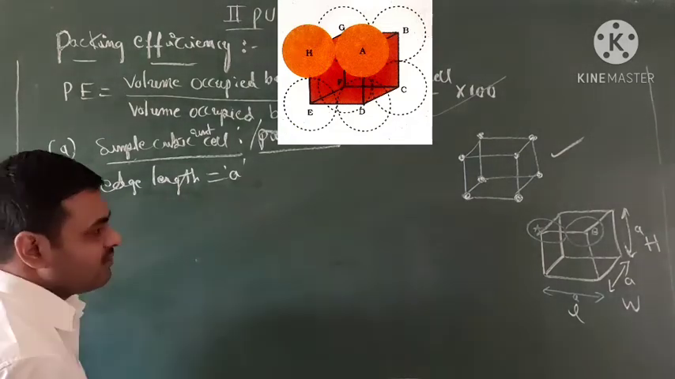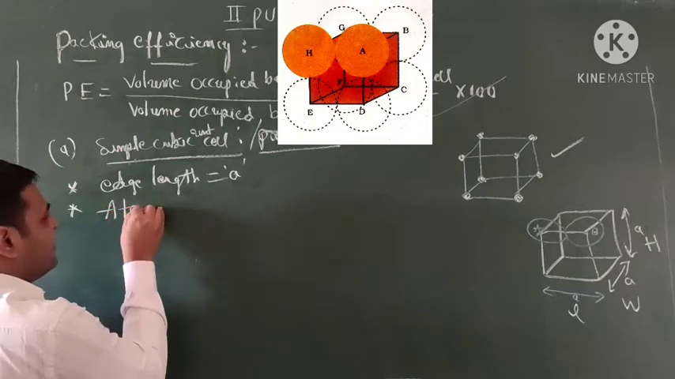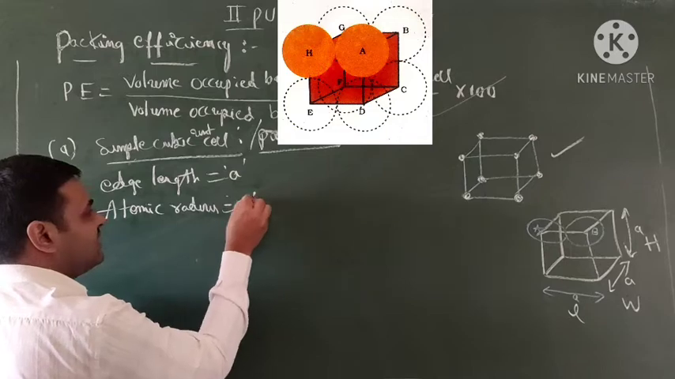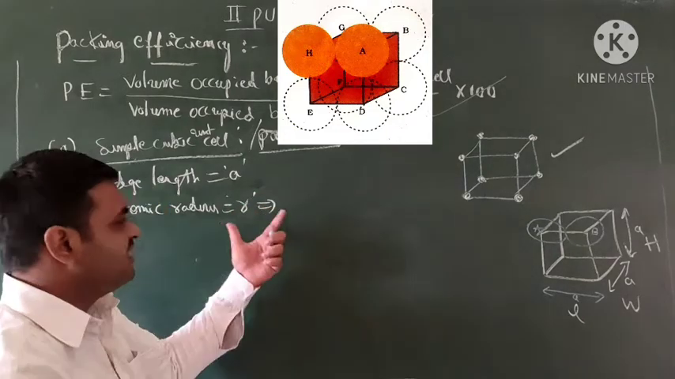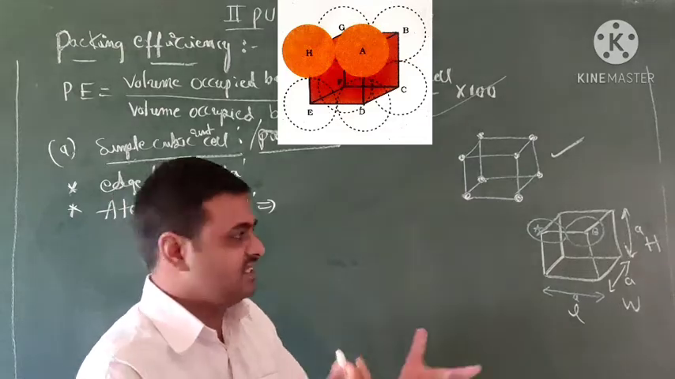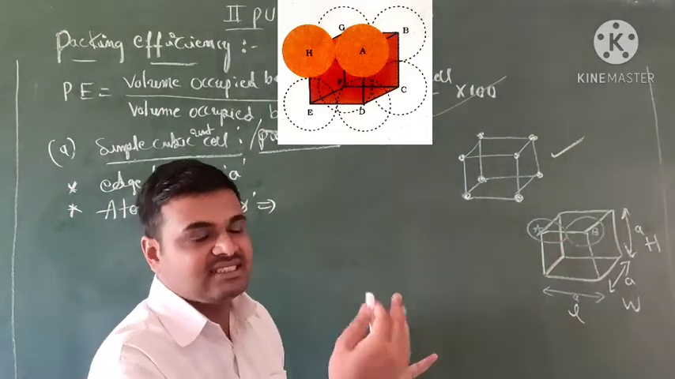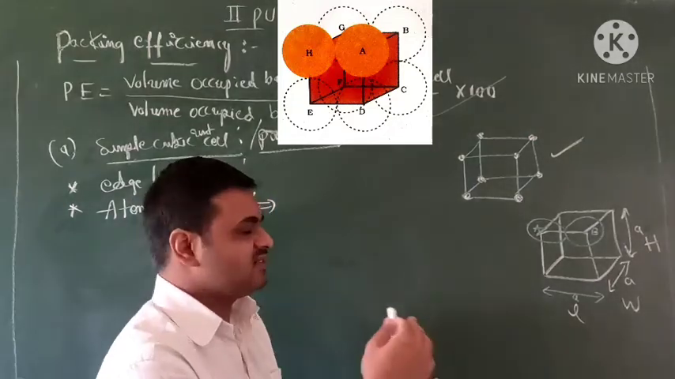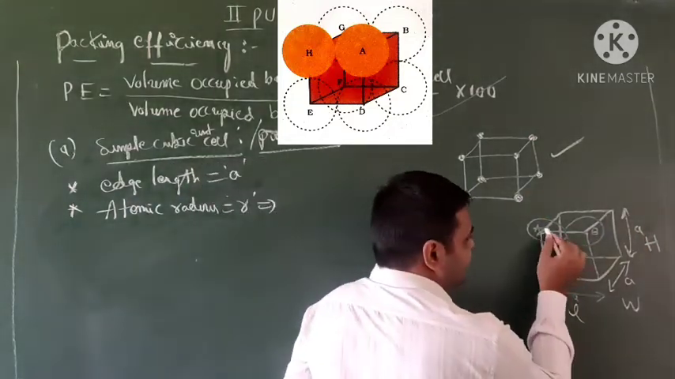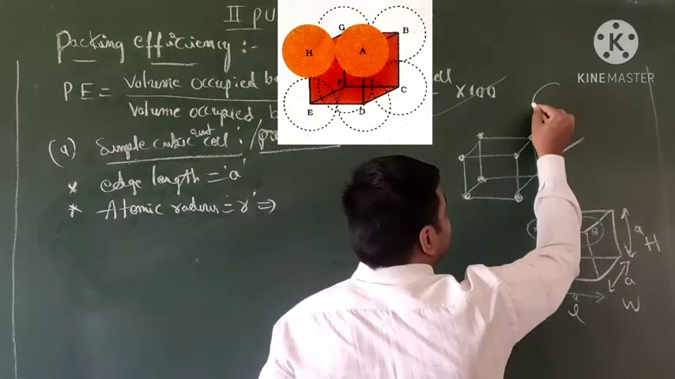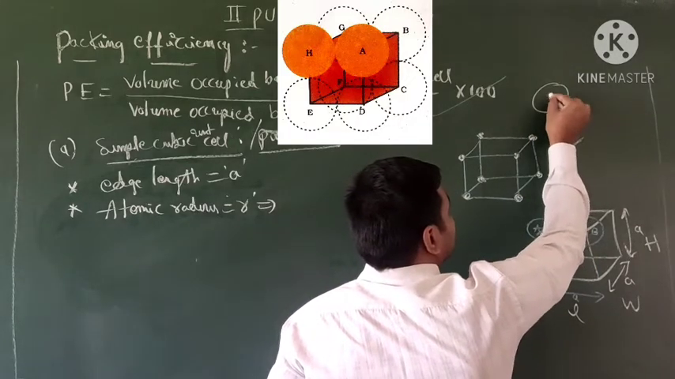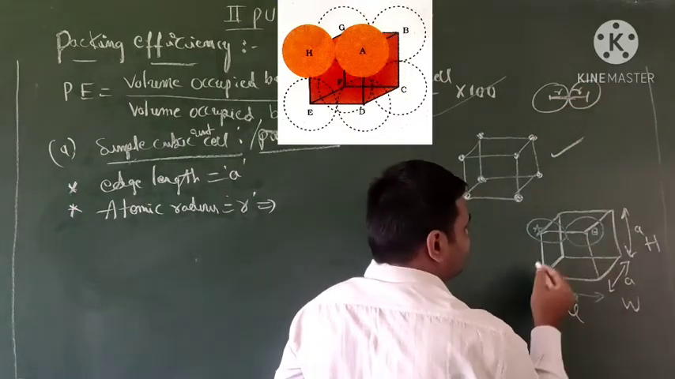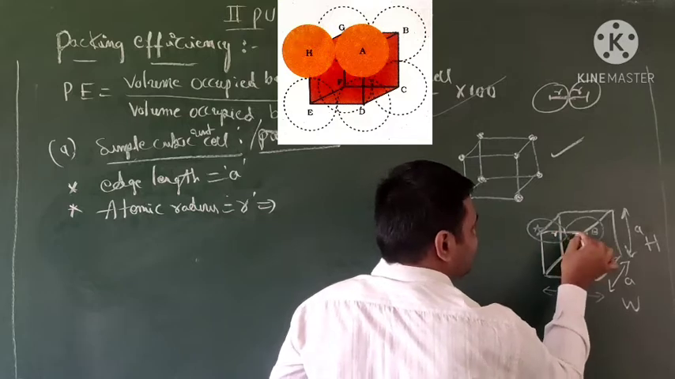Next point we consider atomic radius. Atomic radius we represent by R. What is the meaning of atomic radius? It is half of the distance between the neighboring atoms. One of the circles you consider, this is half of the distance, called R. This is one of the R, this is one of the R.